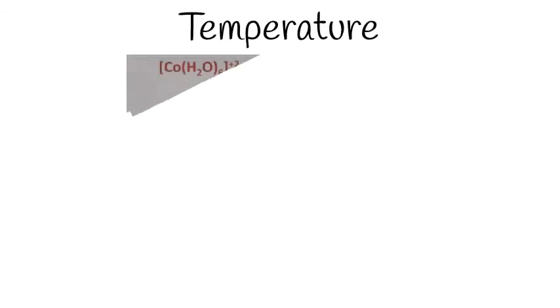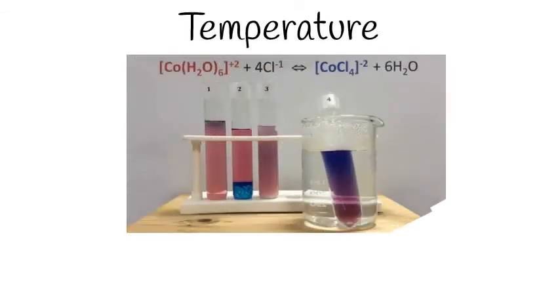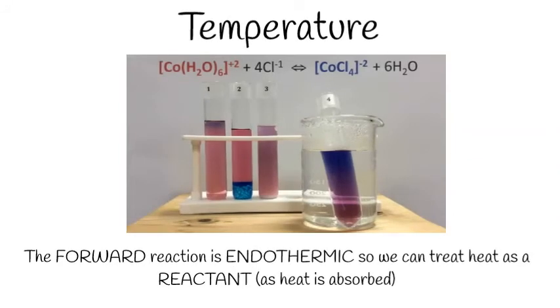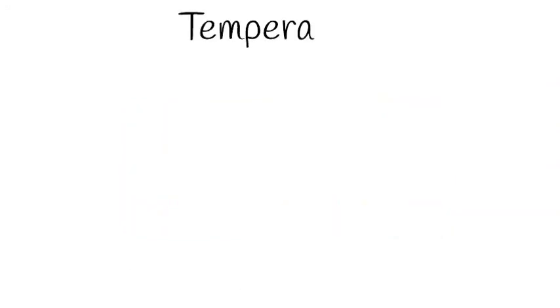Taking a look now at a specific reaction, in this reaction pink cobalt ions are added to chloride ions to make blue cobalt chloride complex ions. The equilibrium system is set up in each of the 4 test tubes. If we know that the forward reaction is endothermic, then what we can do as a skill is to think of heat as a reactant or a product. In this case, it would be a reactant, as endothermic means heat is absorbed. So we can just write plus heat on the left-hand side, as you can see here in the equation.